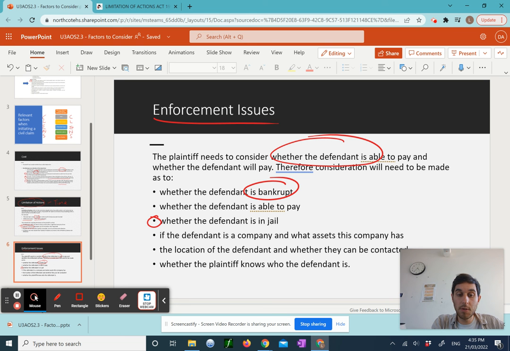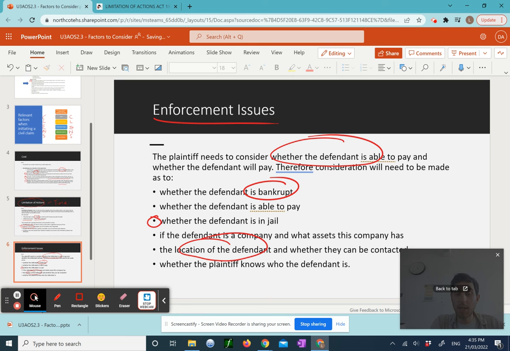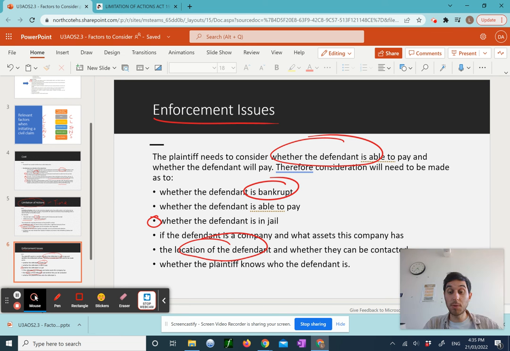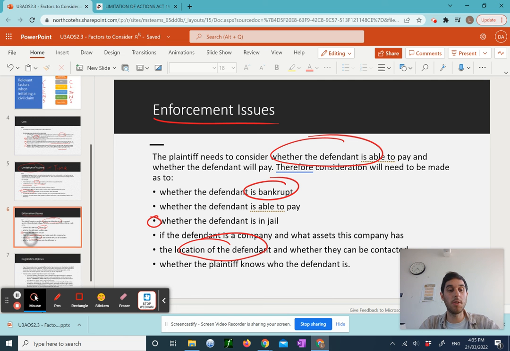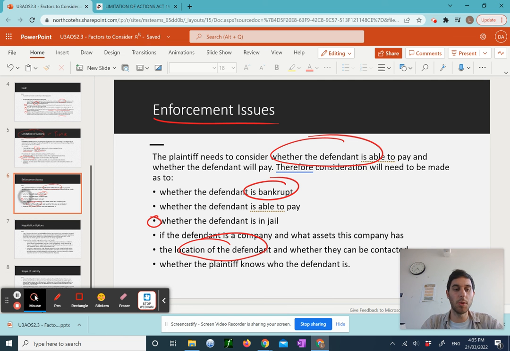The location of the defendant matters too, whether they can be contacted, or whether they're likely to be able to run overseas and the court is not going to be able to go after them. So even if you win, if they're able to fly away to another country where we can't get to them, well, then what's the point of suing them, right? So you've got to think about whether you can actually enforce what the court tells you.